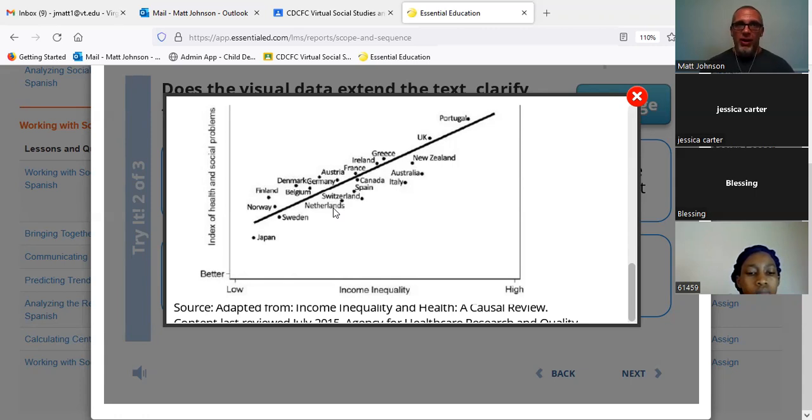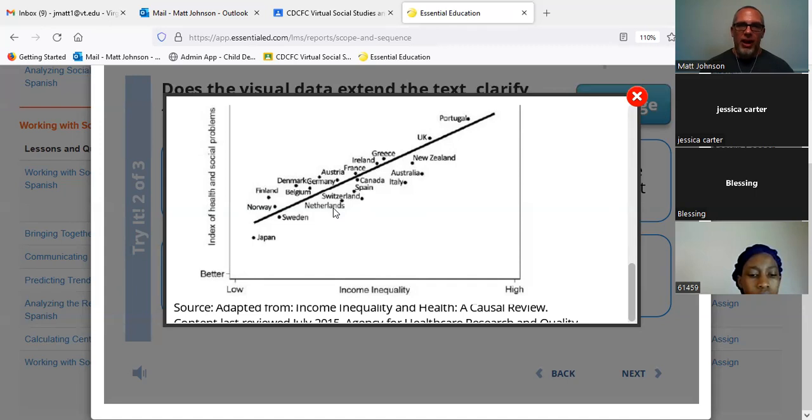It's a very homogenous nation. There's certainly foreigners that live there. There's people that immigrate to Japan, but it's a very homogenous society there. Norway, Sweden, Finland, all these particularly Northern European countries also have low income inequality and low health and social problems.